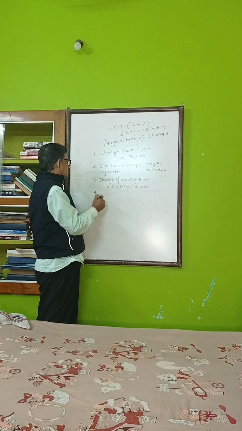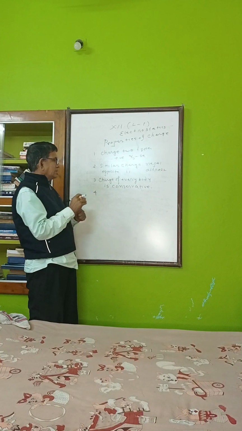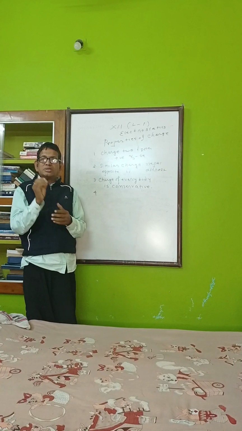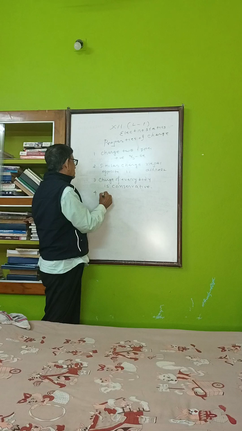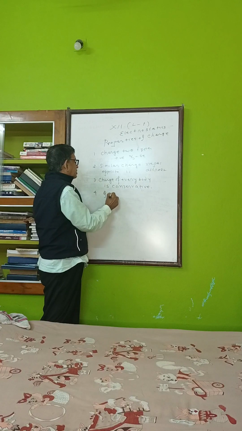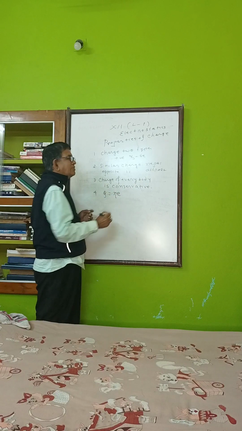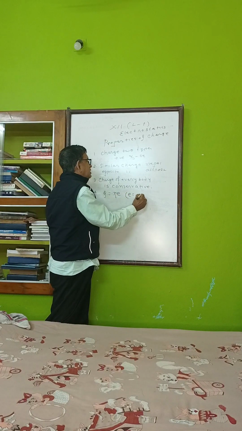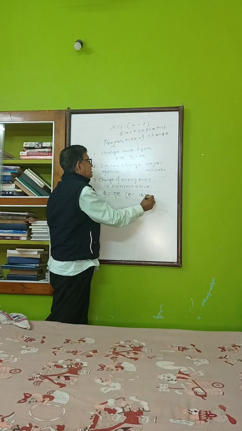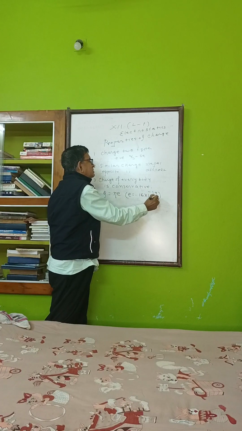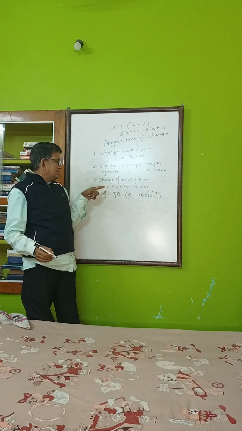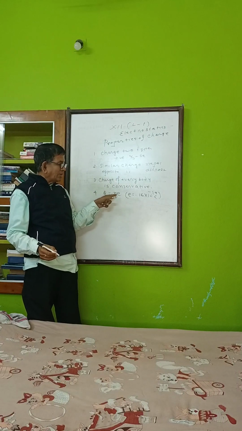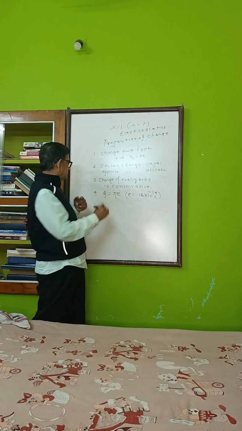Fourth one: charge of a body is an integral multiple of the smallest unit charge, that is Q equal to Ne. Here e is the minimum electronic charge, the charge of an electron, that is minus 1.6 times 10 to the power minus 19. That means the charge of a body is always a multiple of the electronic charge, Ne.